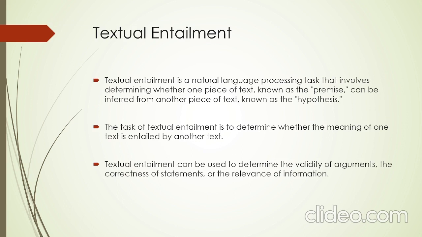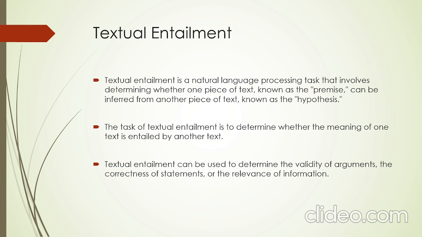Textual entailment. Textual entailment is a natural language processing task that involves determining whether one piece of text, known as the premise, can be inferred from another piece of text, known as the hypothesis. It's just comparing two sentences. Here, one piece of text is known as the premise, and another piece of text is known as the hypothesis. If the hypothesis and premise are both equal, they have a very small distance, then they are paraphrased.